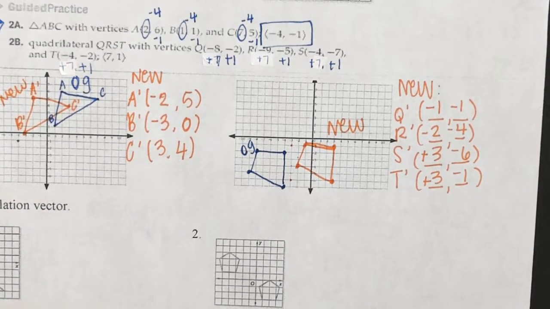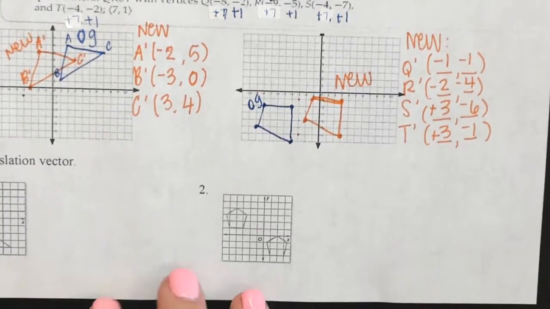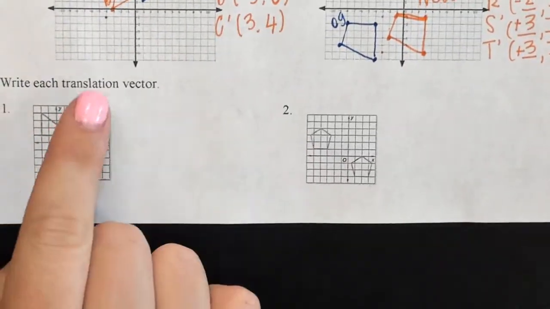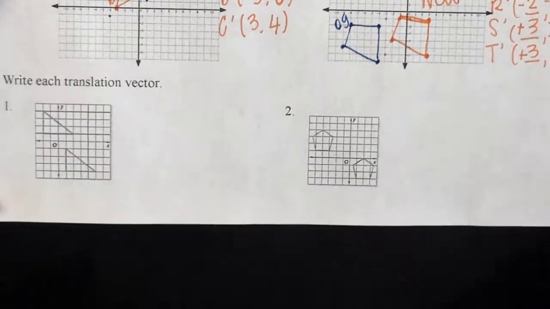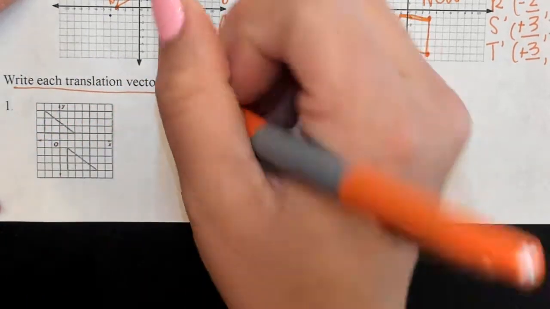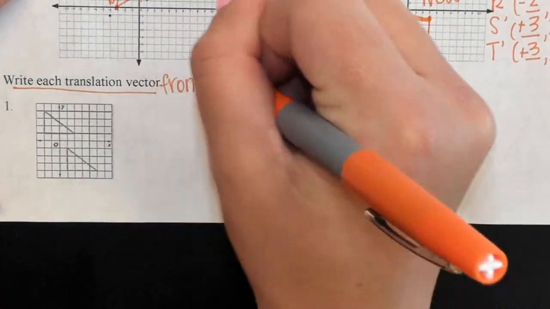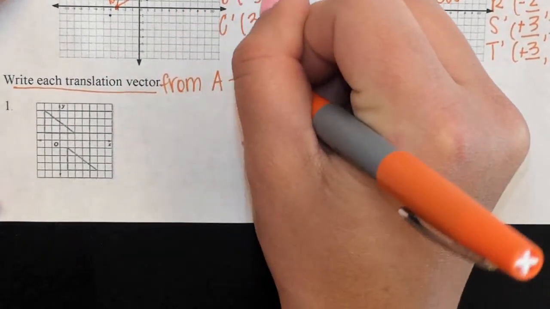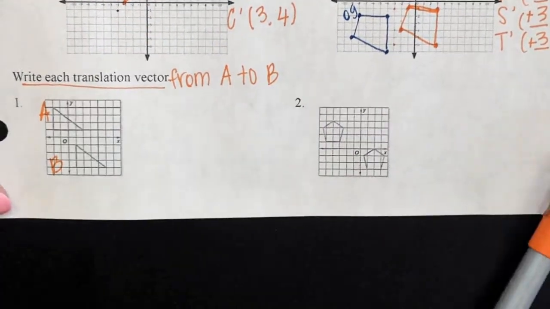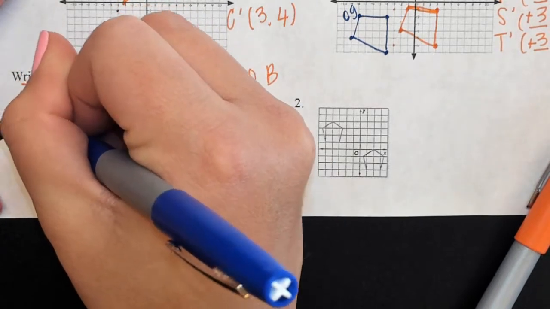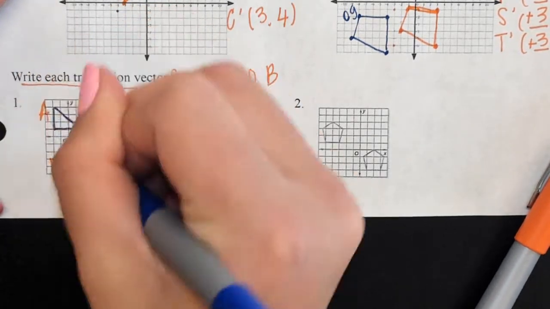Okay, there's only one other thing that you need to recognize. You've been doing it the whole time. But let's look at number 1. If it says, write a translation vector from A to B, and this is A and this is B. If you can't see the triangle very well, this is what it should look like.